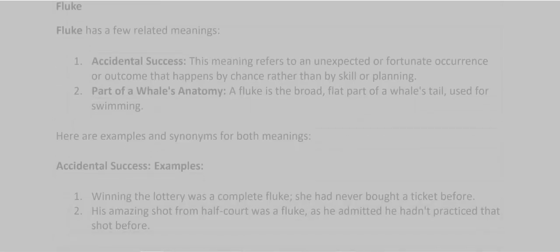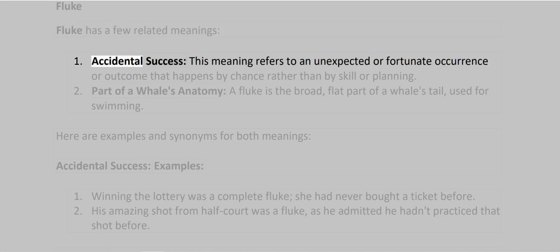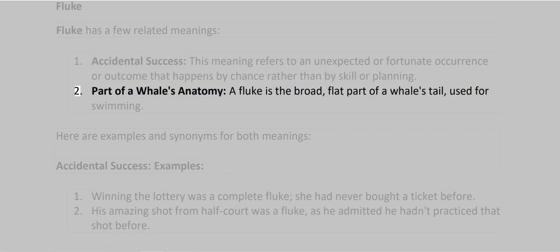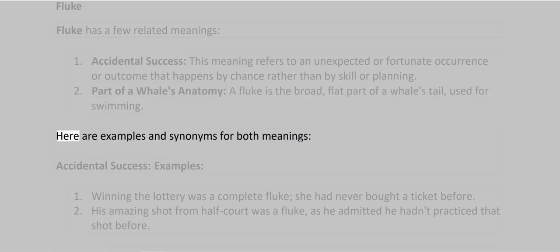Fluke. Fluke has a few related meanings. 1. Accidental success. This meaning refers to an unexpected or fortunate occurrence or outcome that happens by chance rather than by skill or planning. 2. Part of a whale's anatomy. A fluke is the broad, flat part of a whale's tail, used for swimming. Here are examples and synonyms for both meanings.